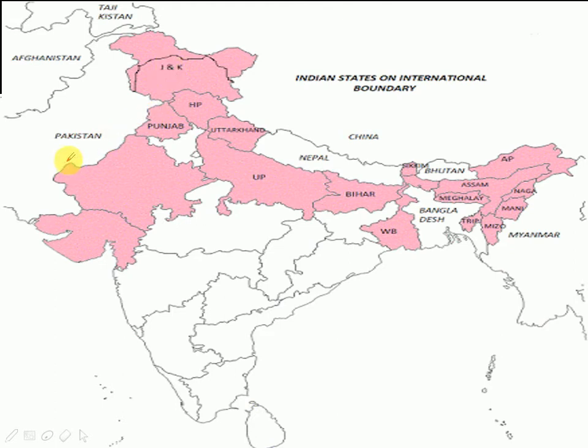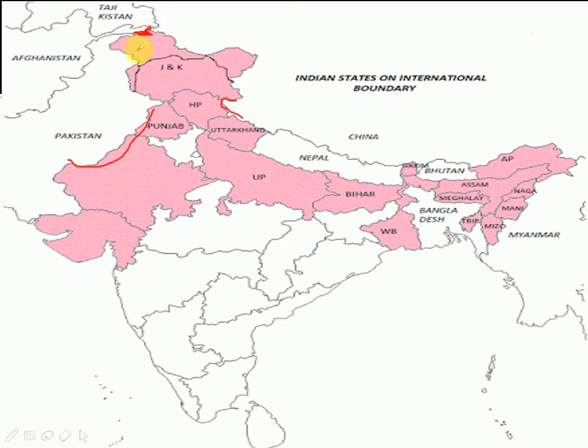I think you know this is known as the Radcliffe Line. With China we have the McMahon Line. Okay. With Afghanistan we have the Durand Line. So all these things are very, very important.